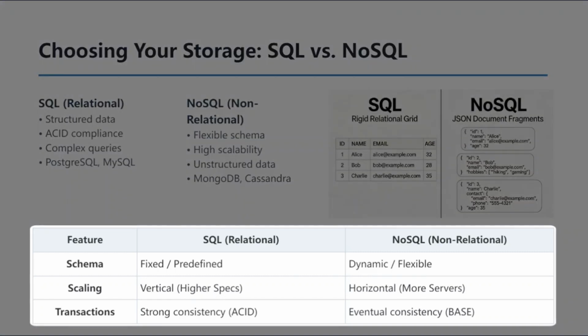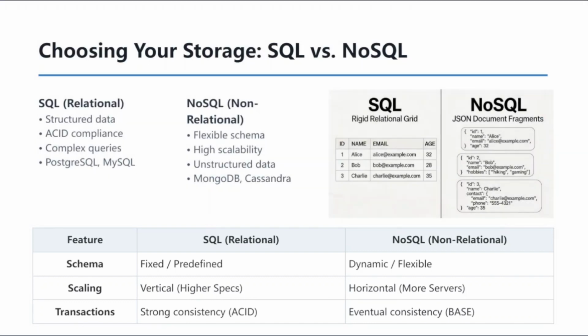Take a look at this comparison table. The key takeaway here is the trade-off. SQL generally scales vertically by adding more power to one machine, while NoSQL scales horizontally by adding more machines. It's not about which is better, but which fits your specific use case.